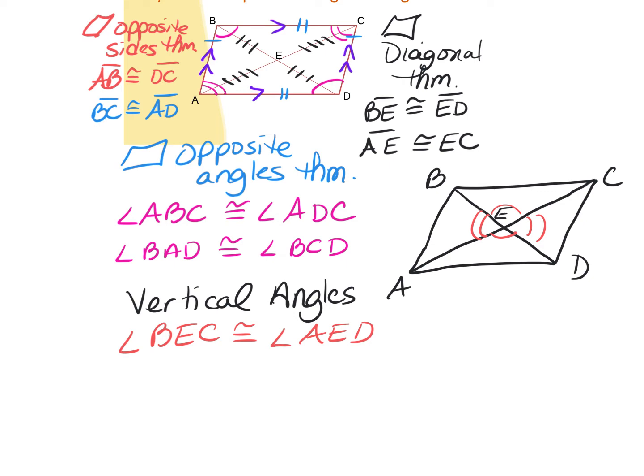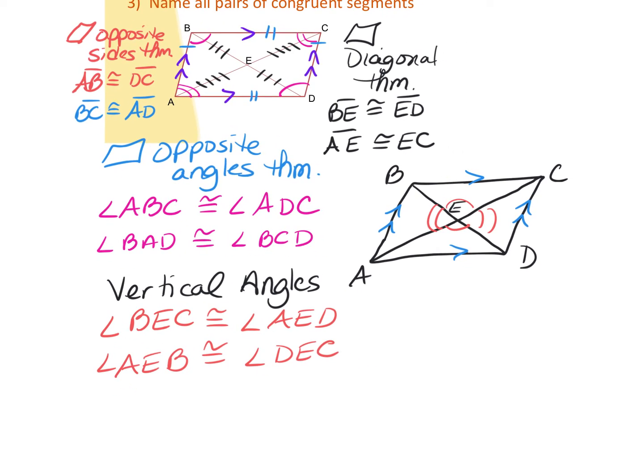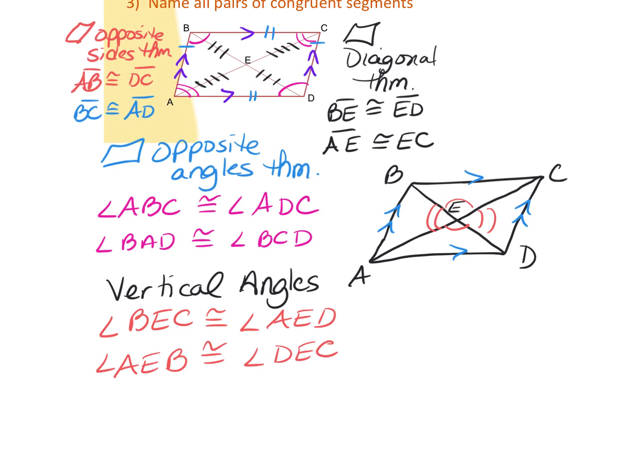And then the 2 on the side, AEB is congruent to angle DEC. These are the vertical angles in the picture. Now remember, we have parallel sides here. So now the next 4 congruent angles that I can find in this picture are going to be alternate interior angles.